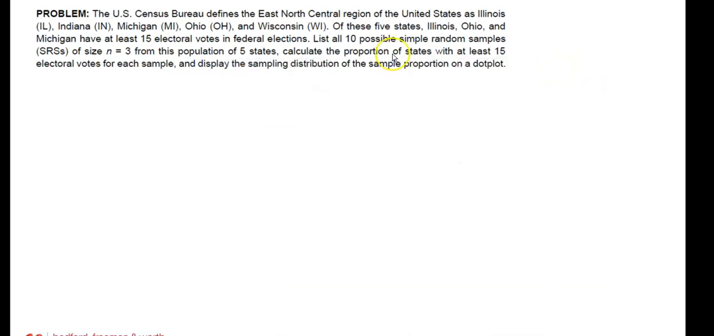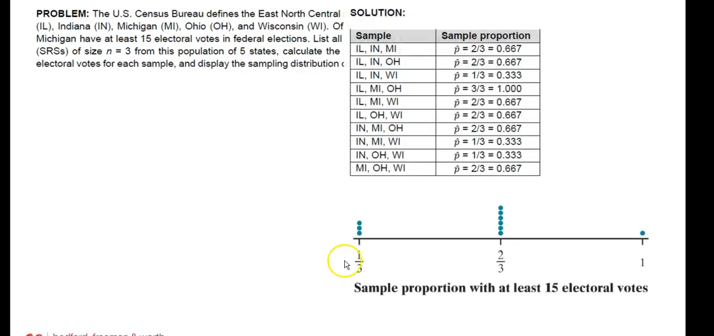List all 10 possible simple random samples, so SRSs. So there's 10 possible cases here. You can see the 10 listed off to the right. We did that first one there and we got 2/3 as well. And so they did every possible case there. The lowest percentage you get there is 33%, 1/3.